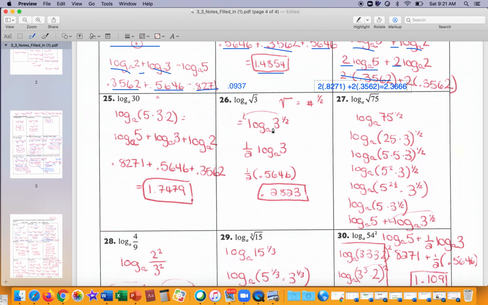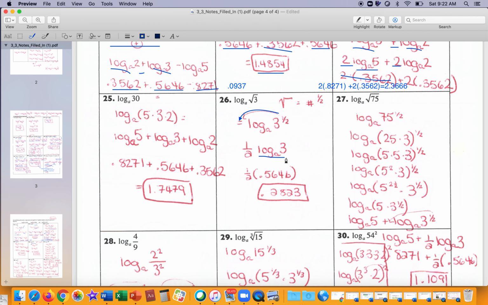So then when you look at this next one, you usually want to change radicals and put it in exponential form. So you see an exponent. Now we know that square root is written as 1 over 2, right? So we can rewrite this as 3 raised to the 1/2, right? To expand, you bring that exponent down in front. And so we have 1/2 times log base A of 3.